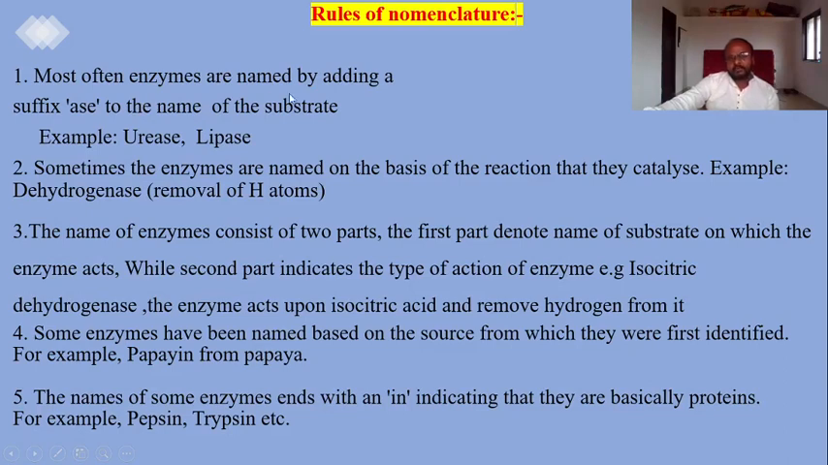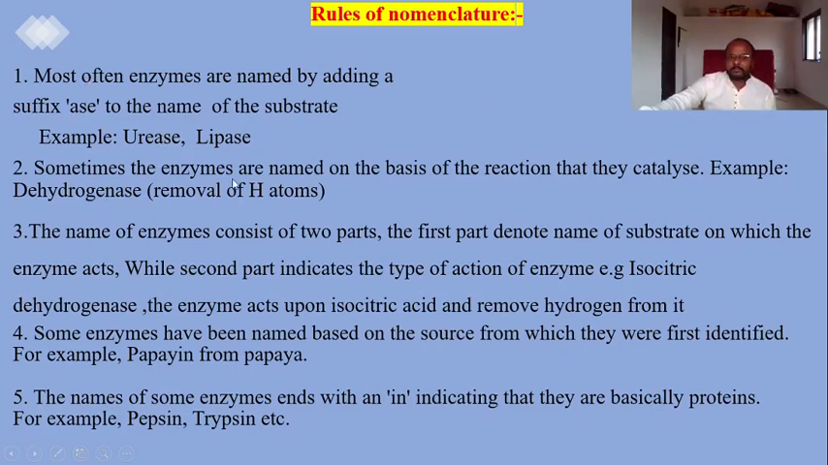Most enzymes are named by adding the suffix -ase to the name of the substrate. The first rule states that you have to give the name of the substrate on which the enzyme acts, and add -ase as a suffix. For example, urea is the substrate. You add -ase as the suffix, and the name of the enzyme becomes urease. Similarly, there is also lipase. That means -ase is the suffix added to the substrate.